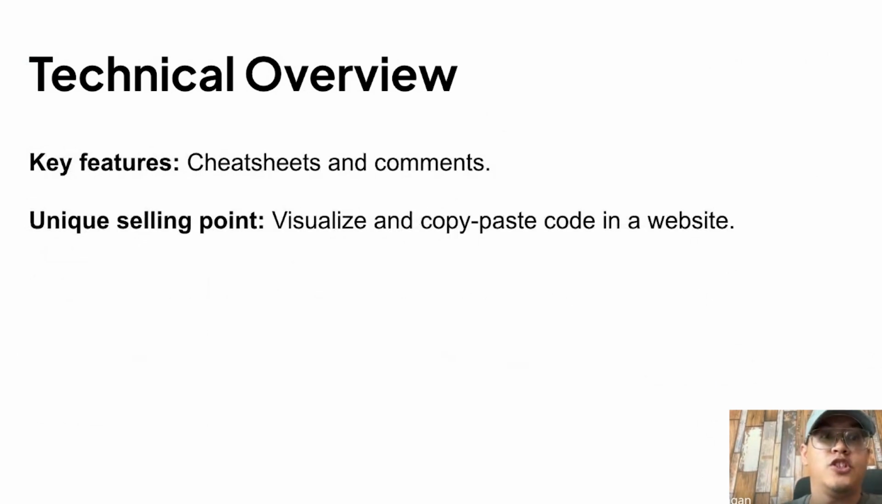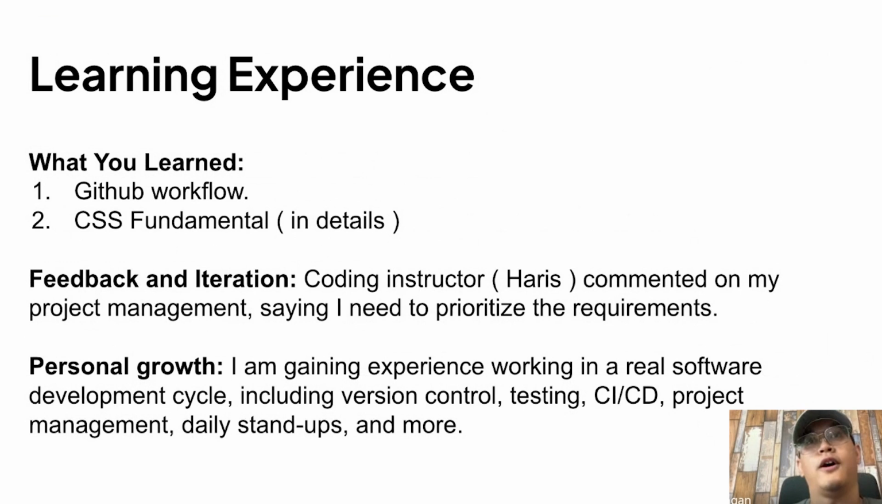So what are the key features? Cheat sheets and comments. What is the unique selling point? You can visualize and copy paste the code in one website. What I learned: number one is GitHub flow, and number two is CSS fundamentals in detail. For feedback and iteration, I just want to thank Haris, because he kept reminding me to prioritize the requirements instead of doing fancy stuff. And for personal growth, I gained experience in a real software development cycle.